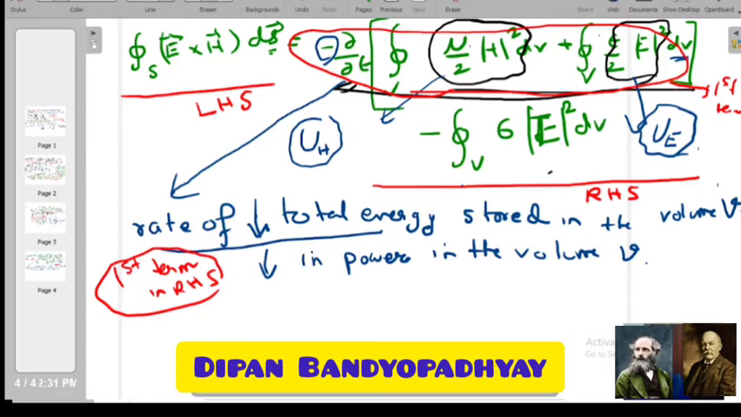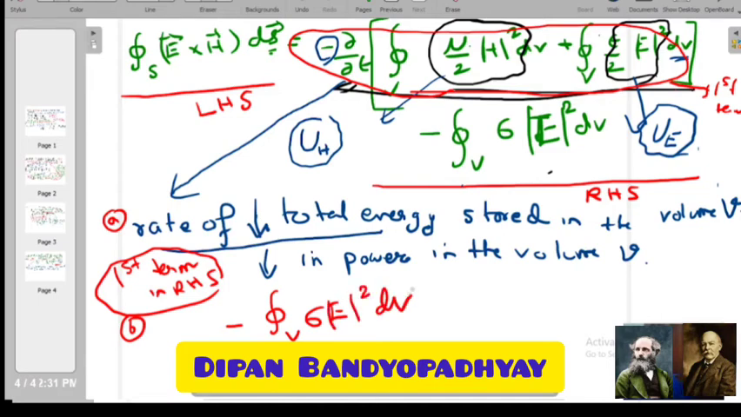Okay. So this is one thing. Second, we need to discuss the second term of the right hand side equation. What is that? Again negative. We are having this sigma E square dV.